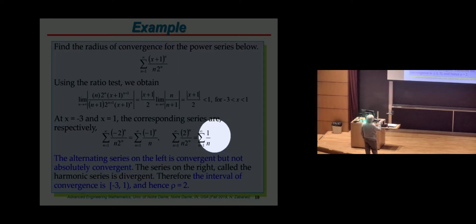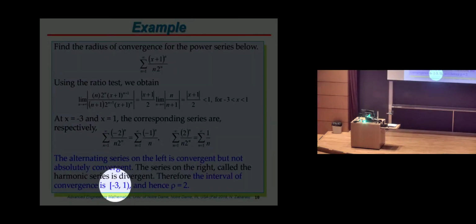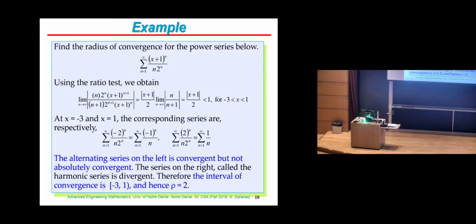This is the harmonic series, and if you search on the web, on Wikipedia, you will see that that series does not converge. So the interval of convergence, if you want to be more accurate, is from -3 to 1, including -3, but not including 1.